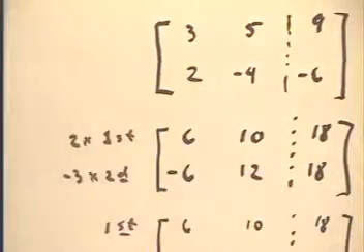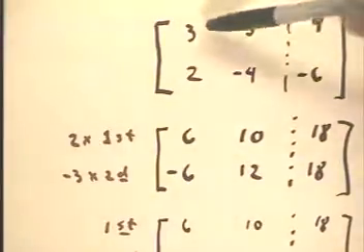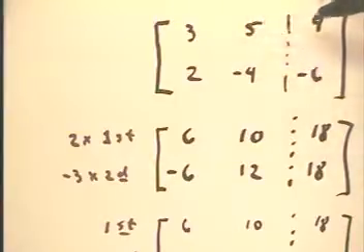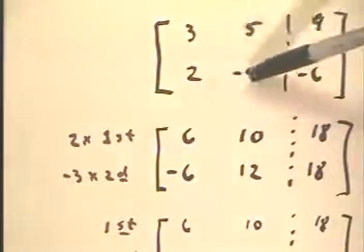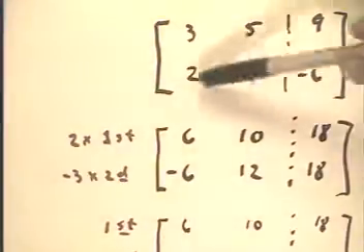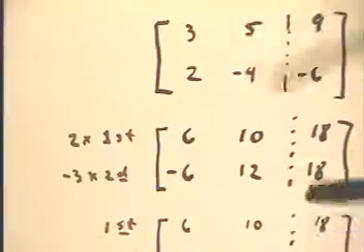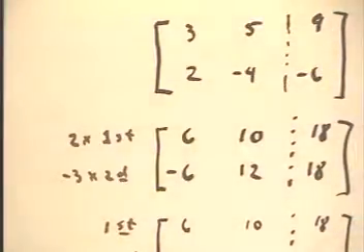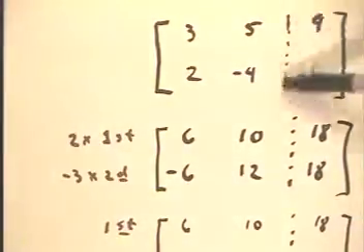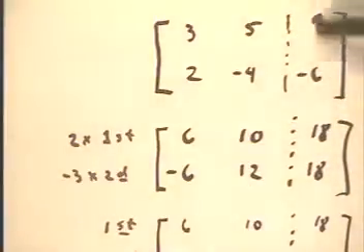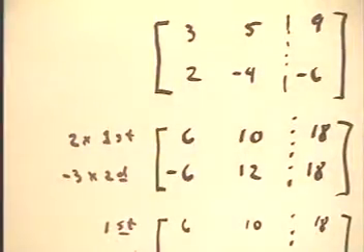We are now going to follow the same procedure, except that we're going to represent everything by a matrix. The equation 3x plus 5y equals 9 is represented by this row. The equation 2x minus 4y equals negative 6 by the second row. We make the convention that whatever's in the first column is a coefficient of x, whatever's in the second column is a coefficient of y. We have a dotted line here, and whatever's to the right of the dotted line is what's on the other side of the equal sign.